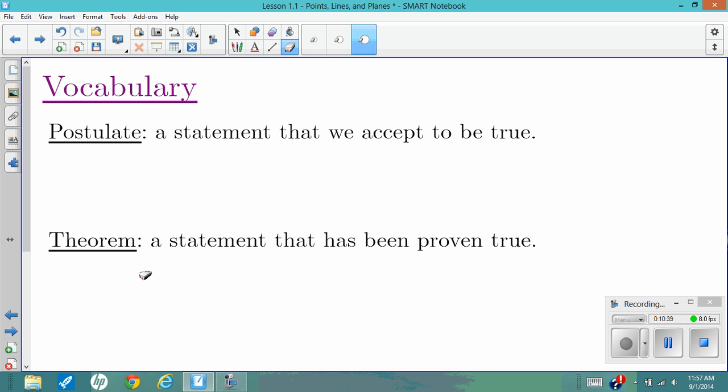A couple vocabulary words that we're going to use throughout the year are postulate and theorem. A postulate is just simply something that we accept to be true, and a theorem is something that somebody has mathematically proven, or you can prove to be true, so then we say that it's true. Again, pause the video if it's taking you too long to write the definitions.